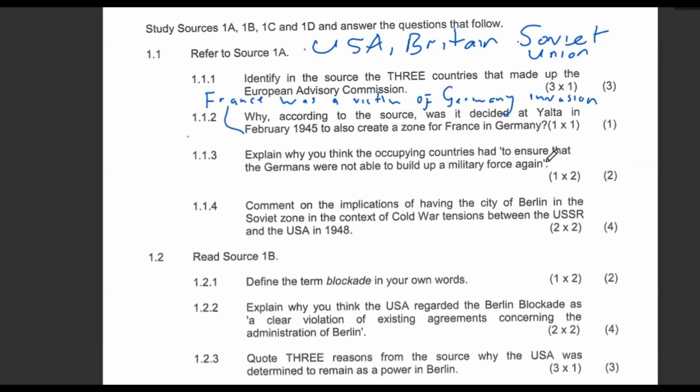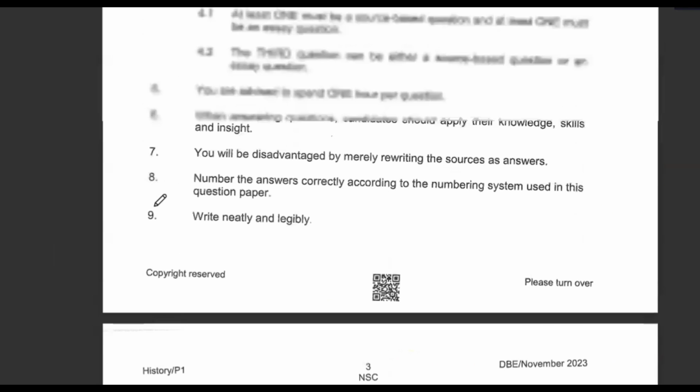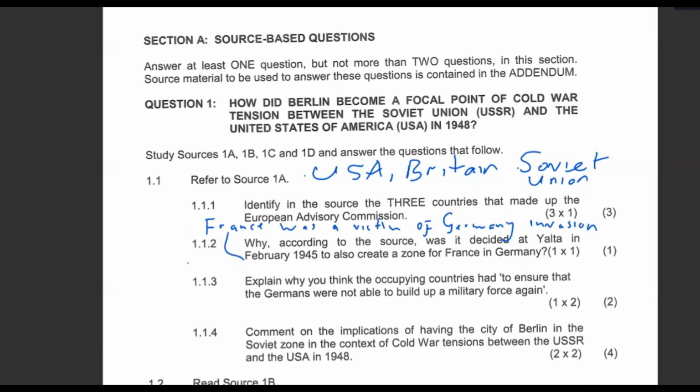Then 1.1.3 says, explain why, according to the source, you think the occupying countries wanted to ensure that Germans were not able to build up a military force again. So we are going to take our answer from the extract or from the source.